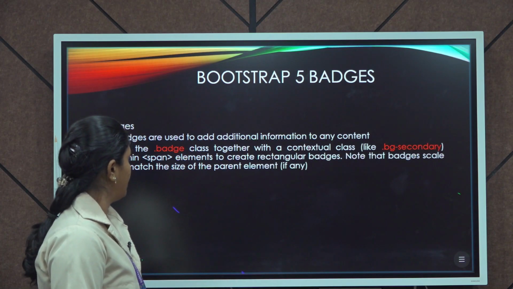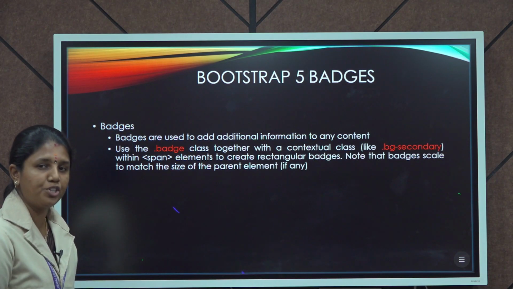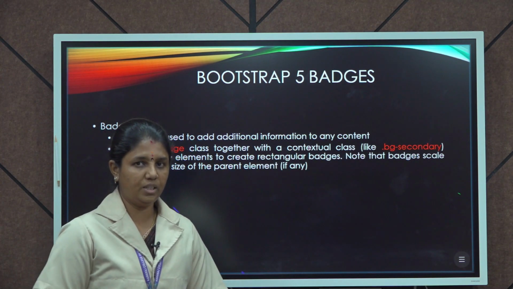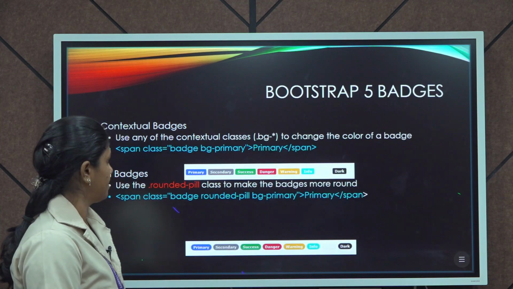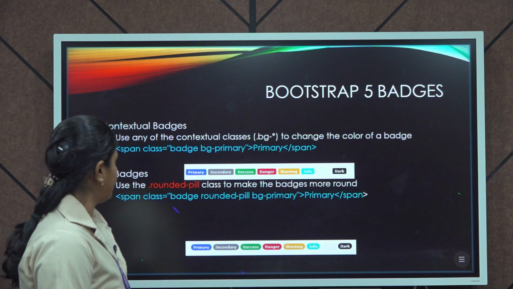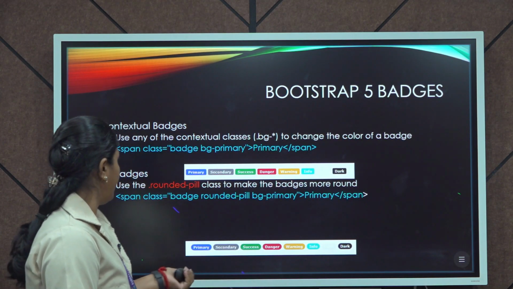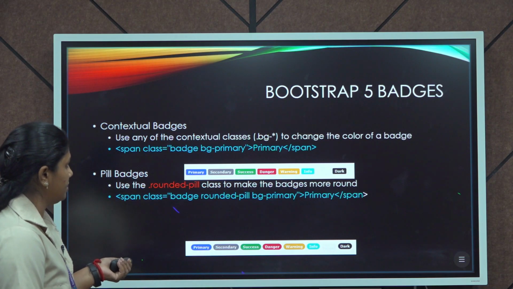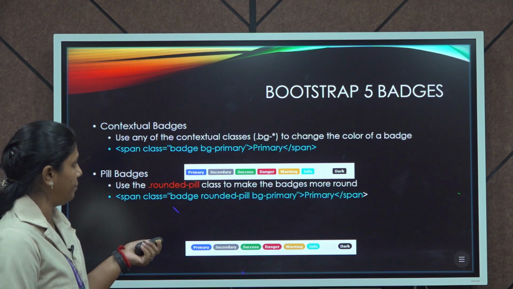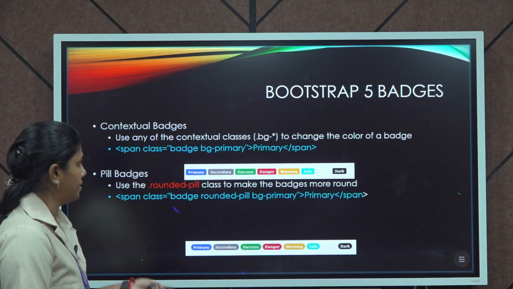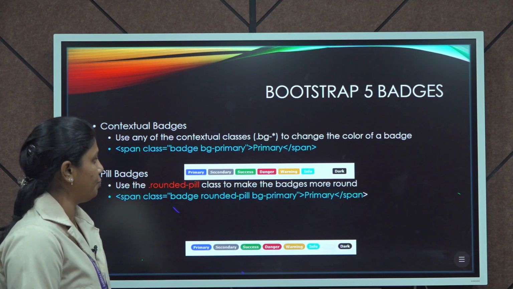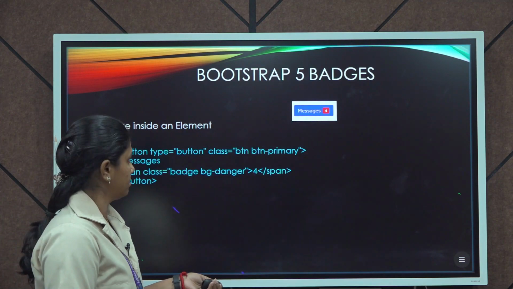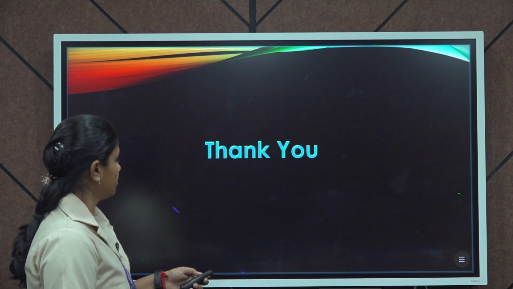And badges, badges are nothing but additional information added to any content in the web page, that is a badge. These are the badges, contextual badges and pill badges. Contextual badges is nothing but badge bg-primary to change the color of the badge, and rounded-pill to make the badges round. Thank you.